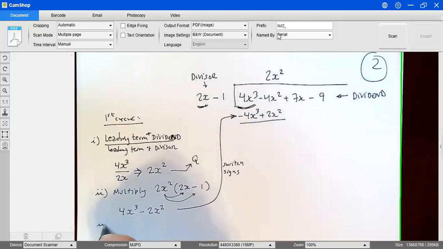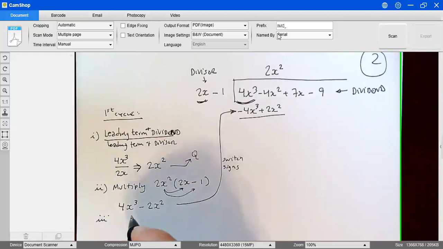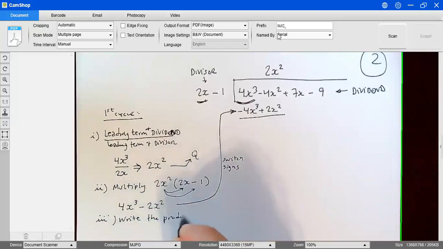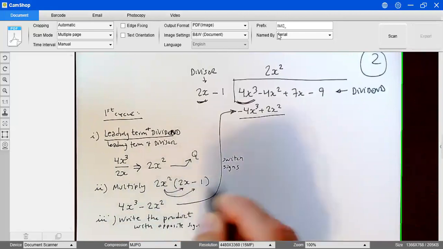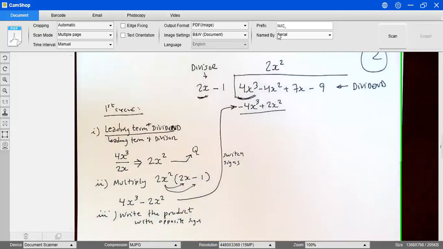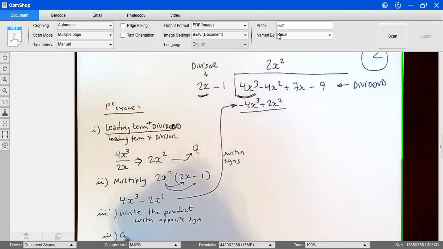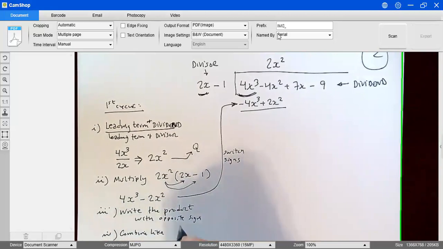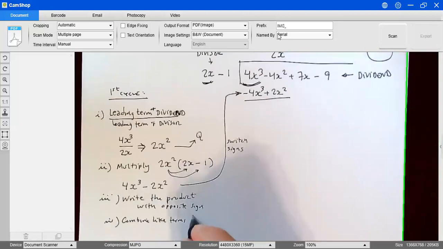So again, our step 3 is just write the product. This is the product with opposite sign. So that's what we did here. Then the next step, we're gonna combine like terms to get a new dividend.